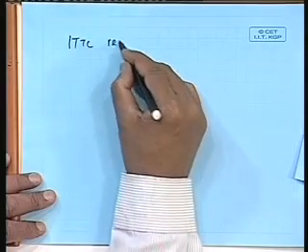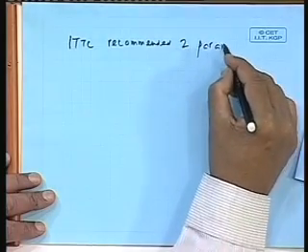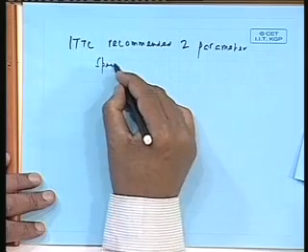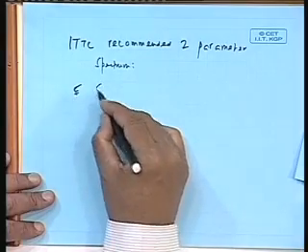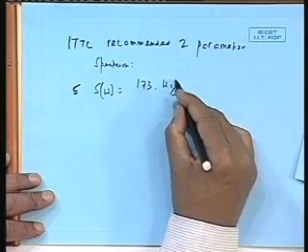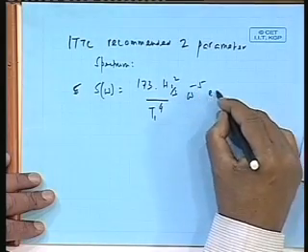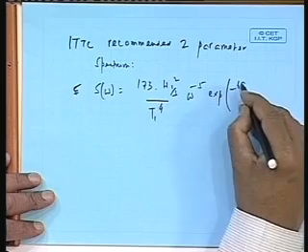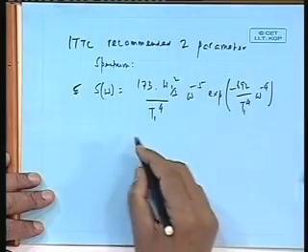A standard formula, for example, I will just write down the ITTC recommended two parameter formula. It will look like: S omega is 173 H 1/3 squared divided by T1 to the 4, times omega to the power of -5, times exponential of -692 divided by T1 to the 4, times omega to the power of -4, etc.